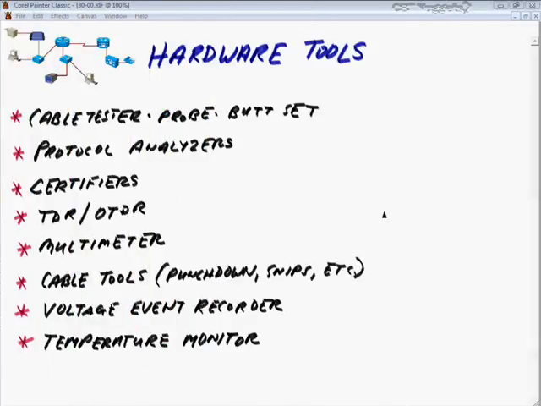Well, in this final nugget of the CBT Nuggets Network Plus Series 2009, we covered a survey of hardware tools: cable testers, toner probes, butt sets, protocol analyzers, certifiers, time domain reflectometers, optical versions of that, the OTDR, multimeters, different types of cable tools for punch down and snipping and crimping, the voltage event recorder, and temperature monitors.